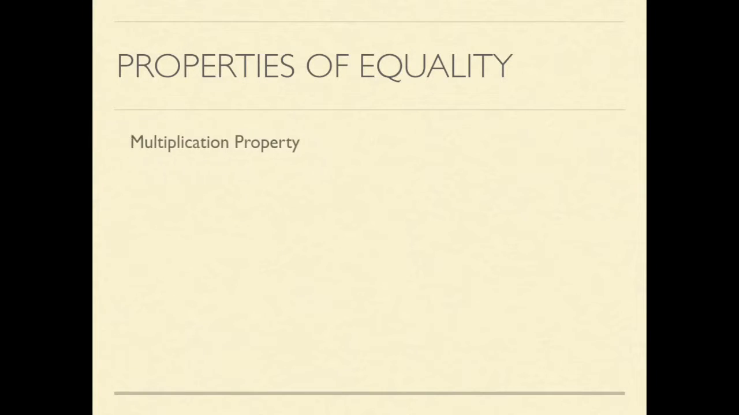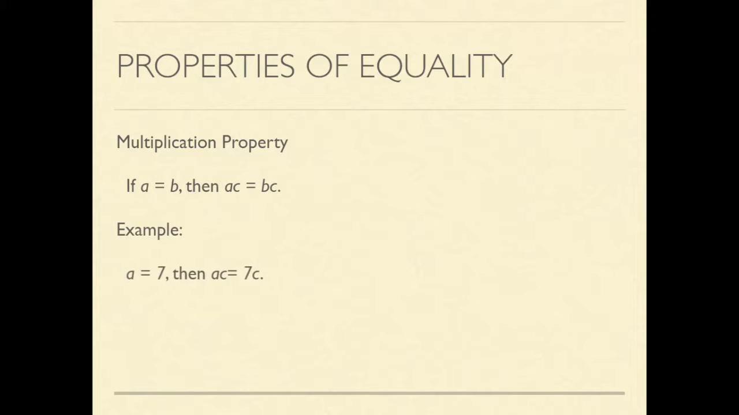We also have the multiplication property of equality, which states that if A is equal to B, then A times C is equal to B times C. What that looks like in one direction is if A is equal to 7, then A times C is equal to 7 times C.